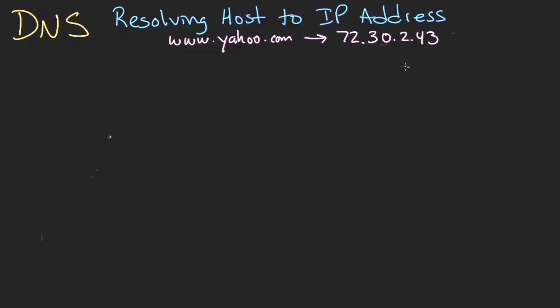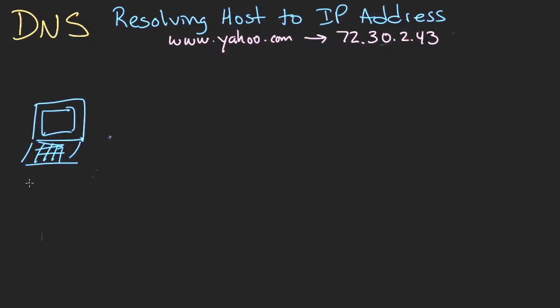There's also a reverse lookup that does the opposite. It takes an IP address and turns it back into a host name. We'll cover that in a different video. I'm going to show you in this video the steps that the domain name system goes through in order to do a forward lookup for you. It all starts with your computer.